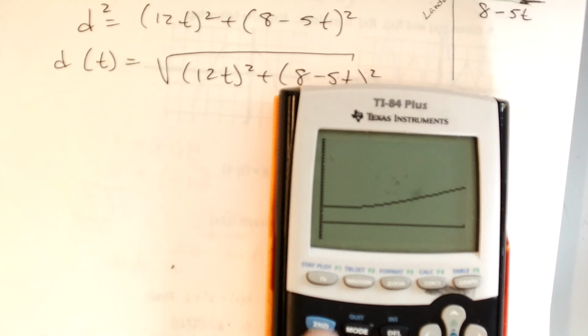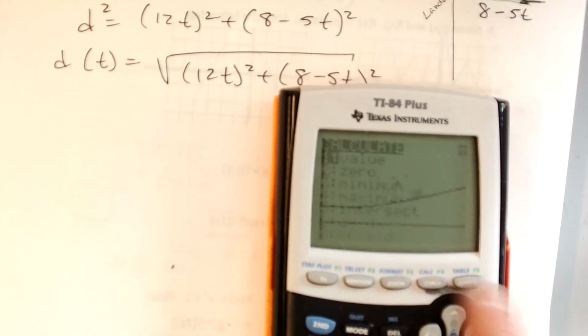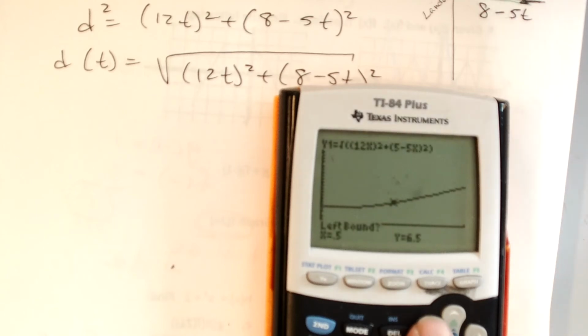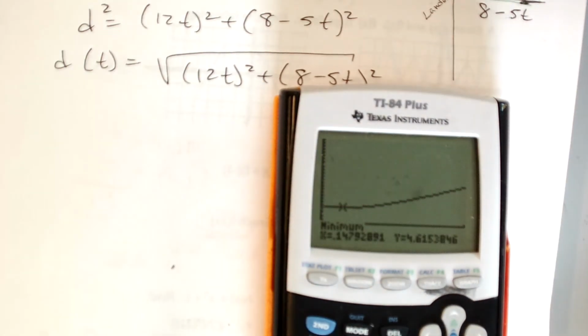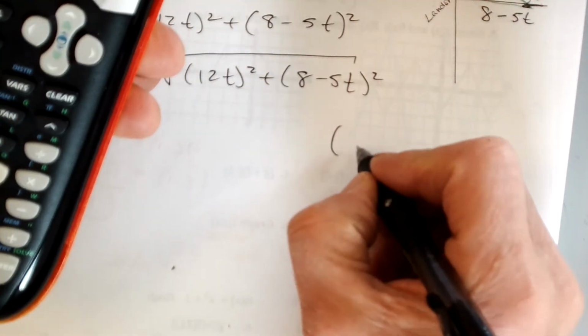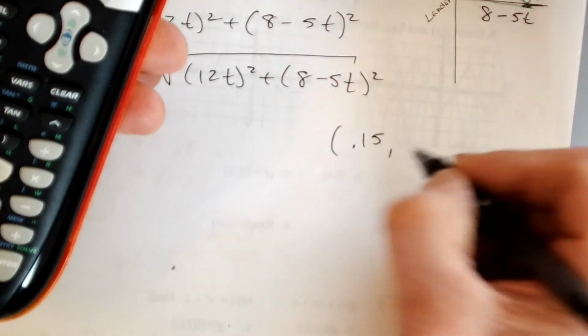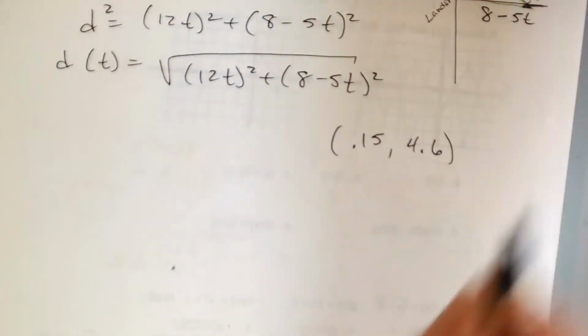Okay, so let me go to calculate my minimum. All right, get all the way over here as far as I can. Try to put the left bound near 0. There you go. Enter. Right bound. Oh, maybe right about there. Enter, enter. So here's what I get for a point. I get about 0.145, I'll round that up, and about a 4.6. So my point is about 0.15 comma 4.6. So let's see what we have.